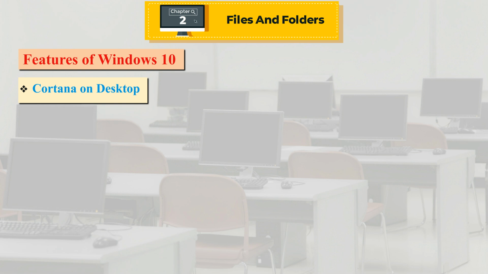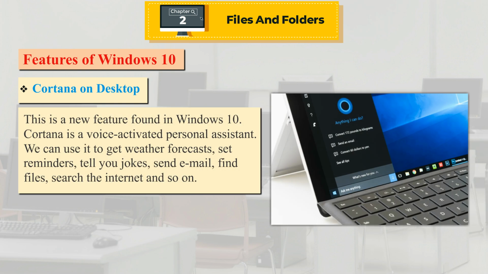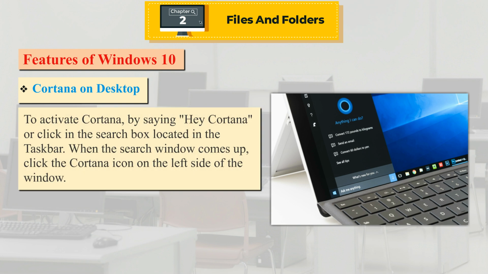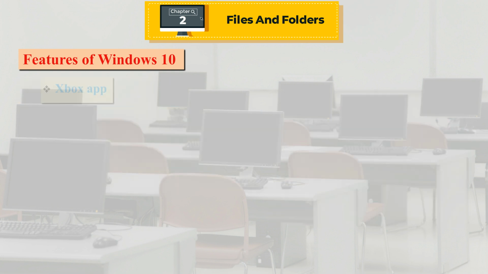Cortana on desktop. This is a new feature found in Windows 10. Cortana is a voice-activated personal assistant. We can use it to get weather forecasts, set reminders, tell jokes, send email, find files, search the internet, and so on. To activate Cortana, say "Hey Cortana" or click in the search box located in the taskbar. When the search window comes up, click the Cortana icon on the left side of the window.